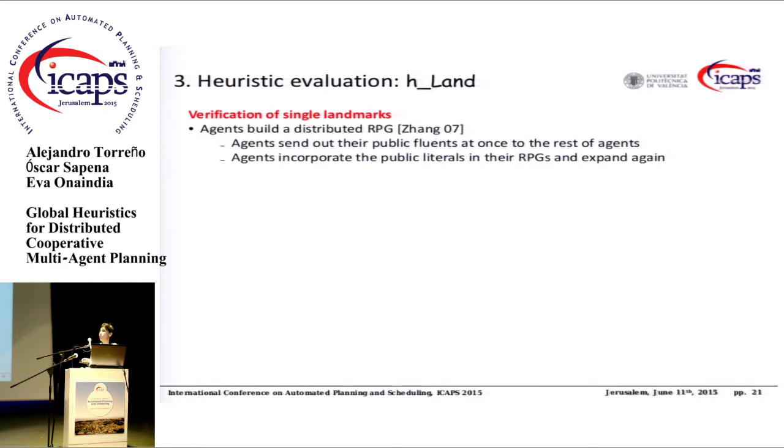So once we have the landmark graph, what we do is verify the single landmarks. We apply a distributed relaxed planning graph, and this is basically agents sending out all the public landmarks at once to the rest of agents. Agents receive those public landmarks, incorporate them into their own relaxed planning graph, and continue expanding until no new landmarks are found.